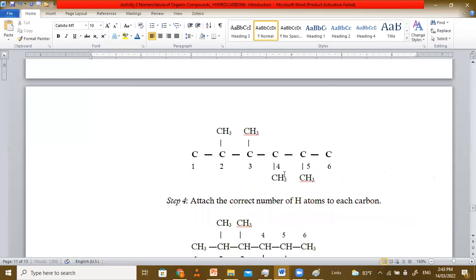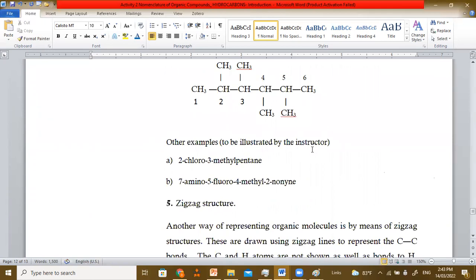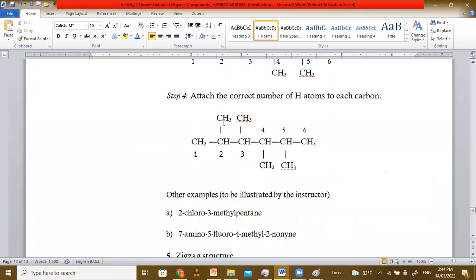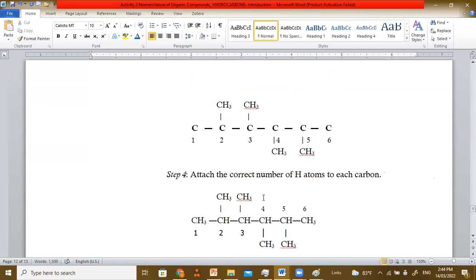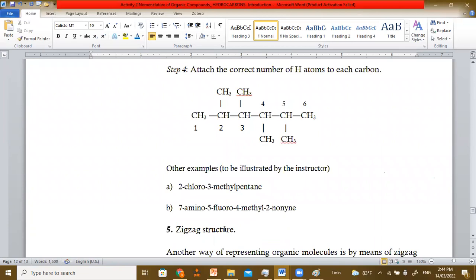Okay, carbon 4 is another methyl, carbon 5 is another methyl, and then after that, you add all the hydrogens to the carbon. So it includes 3 hydrogens here, one hydrogen, 3 hydrogens to satisfy the octet. Okay, that's very simple, and you can write the structure using the Lewis formula where you show the bonds, or you can do a shortcut where you show the condensed structure, or not so condensed structure, or you can do a zigzag structure.